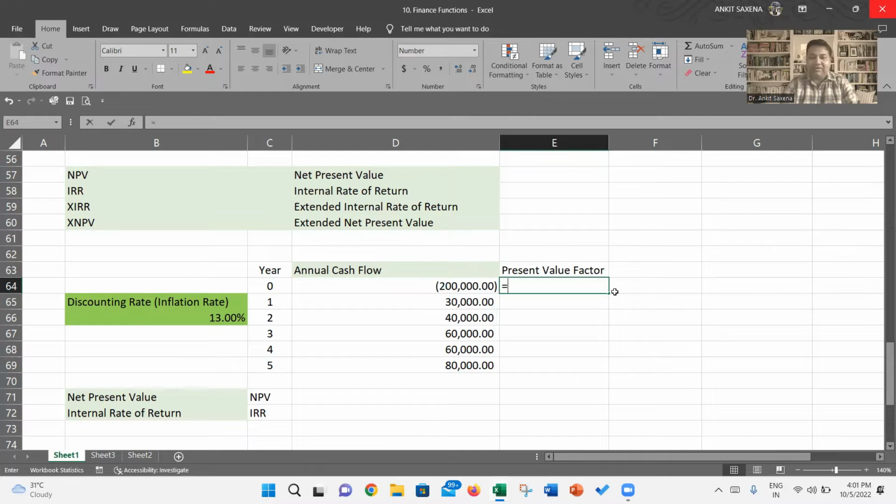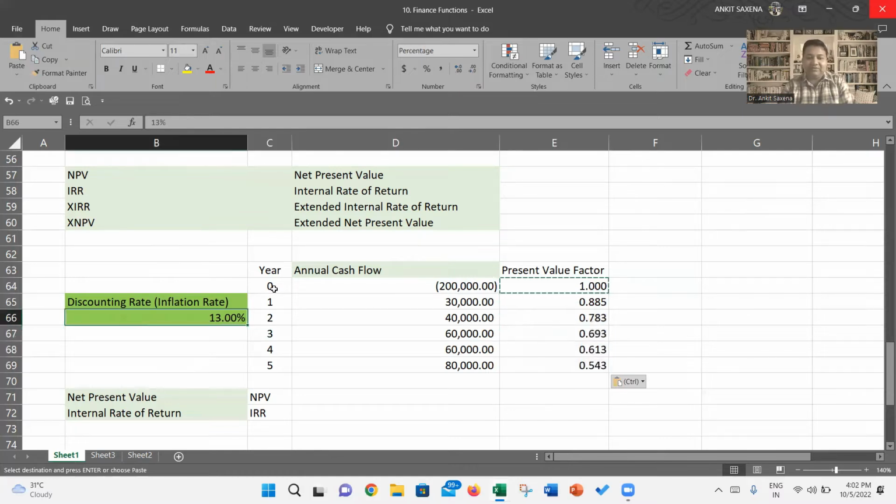The present value factor is normally calculated by this formula: 1 divided by 1 plus the inflation rate. I have to freeze it because I'll be dragging the formula further, so I'm freezing it by pressing F4. On some laptops, it might be function plus F4. Then close the bracket and raise it to the power of time. So this is how you set up the present value factor formula, and you just drag it down and you'll see your present value factors.